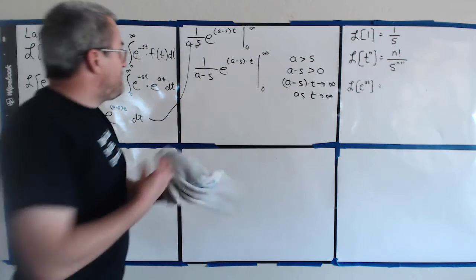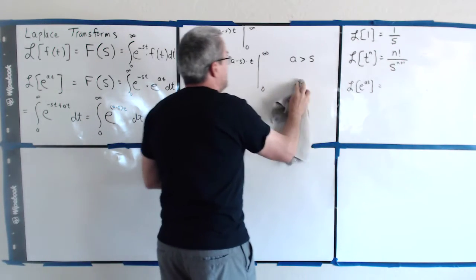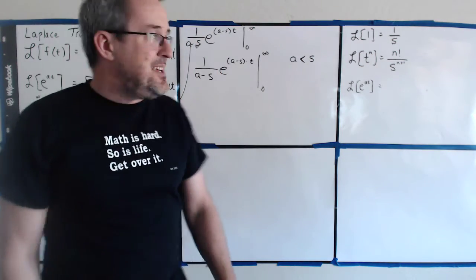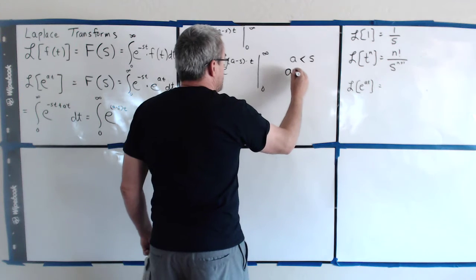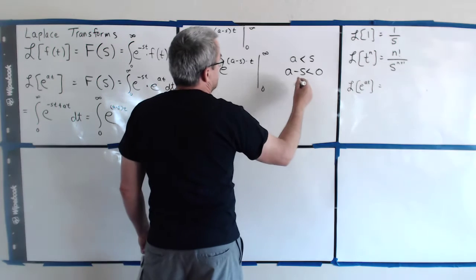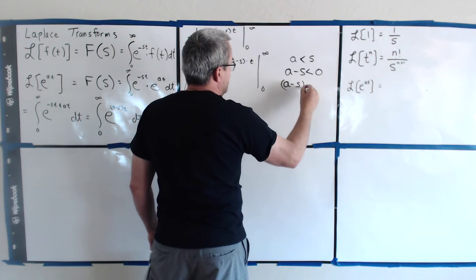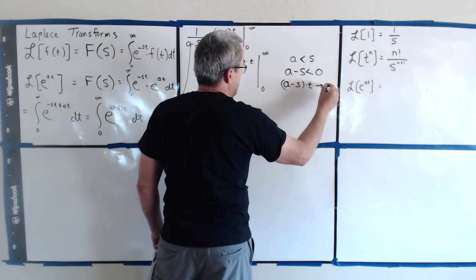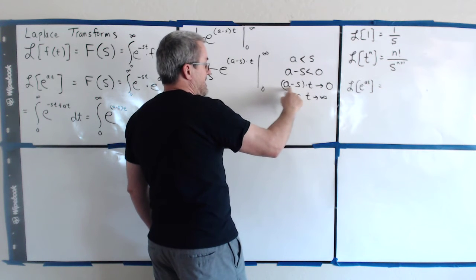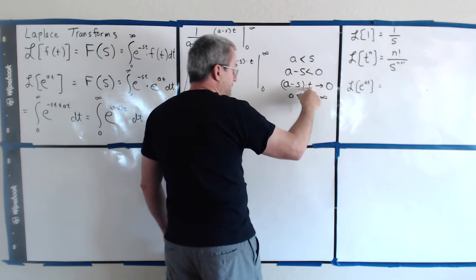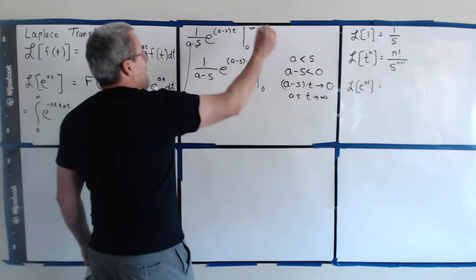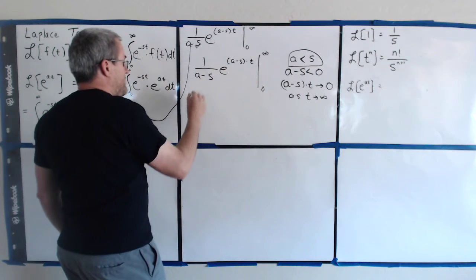So we're going to make a claim here. As we do this Laplace transform, we're going to make a stipulation that this only is true if a is less than s. If a is less than s, then a minus s is less than 0. If a minus s is less than 0, then a minus s times t, as t goes off to infinity, will approach 0. Because if this is negative, negative infinity would make this whole thing go off to 0. So stipulate, as t goes off to infinity, we get 0.